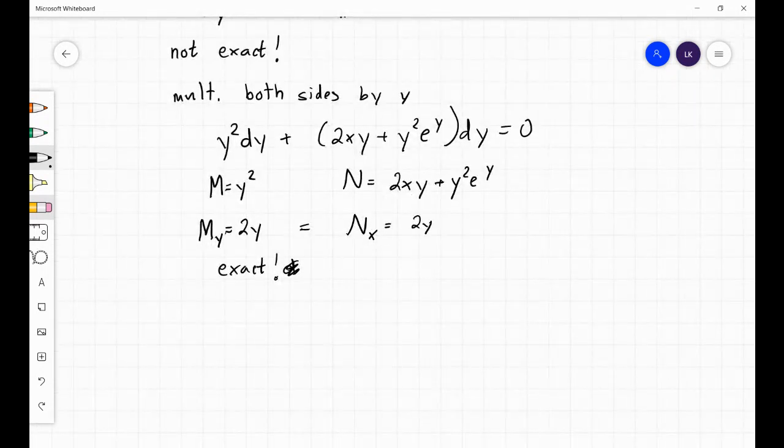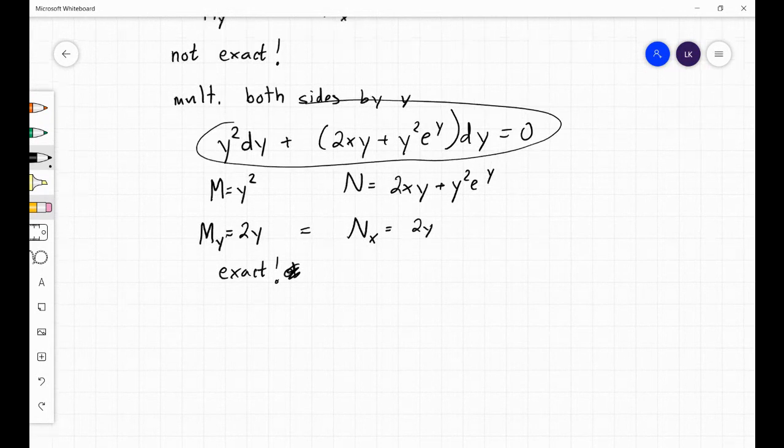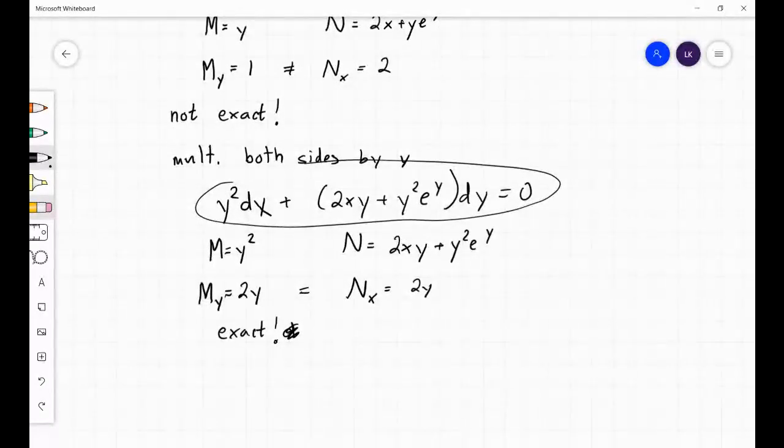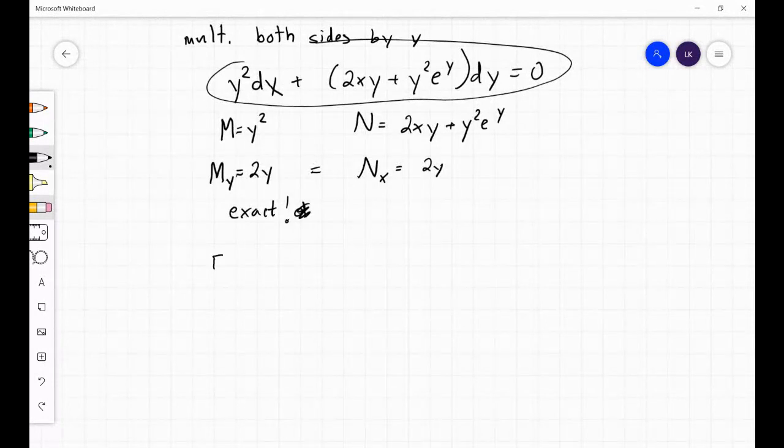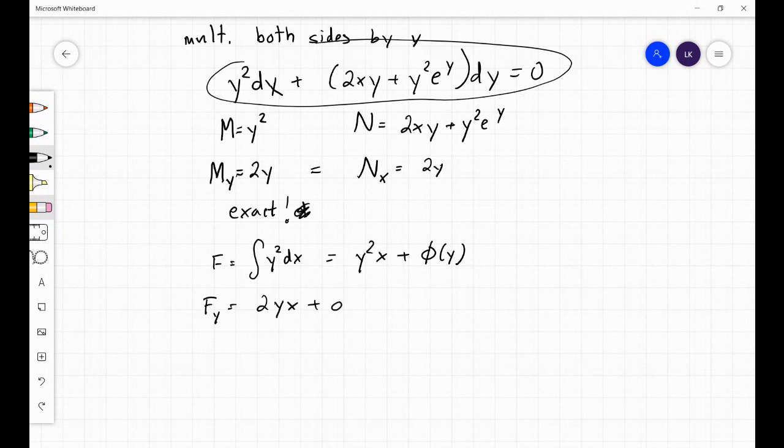So now let's find a solution to this exact differential equation. Sorry, this is dx. Yeah. So I'm going to recover f by integrating M with respect to x, and we get some additional function of y. Now we differentiate f with respect to the other variable y, and we'll set that equal to N.